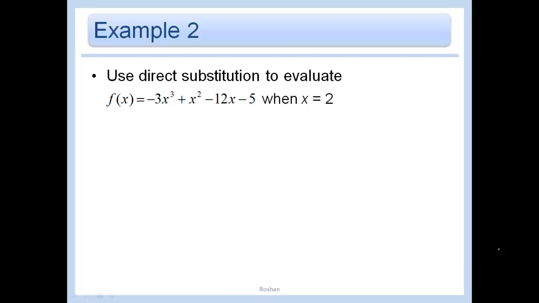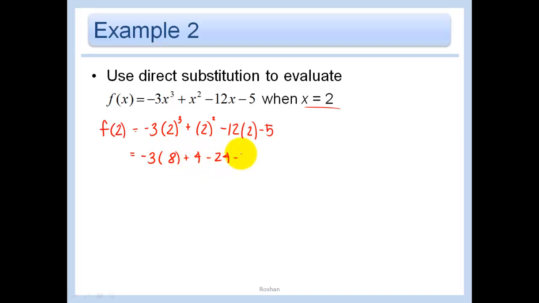Let's use direct substitution to evaluate this function when x equals 2. So that means I'm just trying to evaluate f of 2. And so that means wherever I have an x, I'm going to substitute in a 2. -3(2 cubed) + 2 squared - 12(2) - 5. And so we get -3 times 2 cubed is 8. Plus 4 minus 24 minus 5.